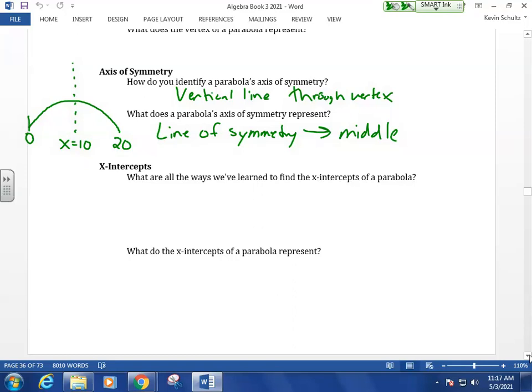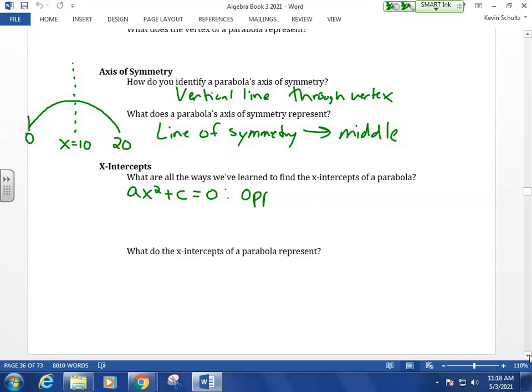Okay. X-intercepts. What are all the ways we've learned to find the x-intercepts of a parabola? There are 4 of them. 3 from PO55 and 1 from PO59. But what are they? Let me help you out here. If we have ax squared plus c equals 0, what's the method for that? Ax squared plus c, what could we use? I can't call on all of you at once, so some of you will have to put your hands down.